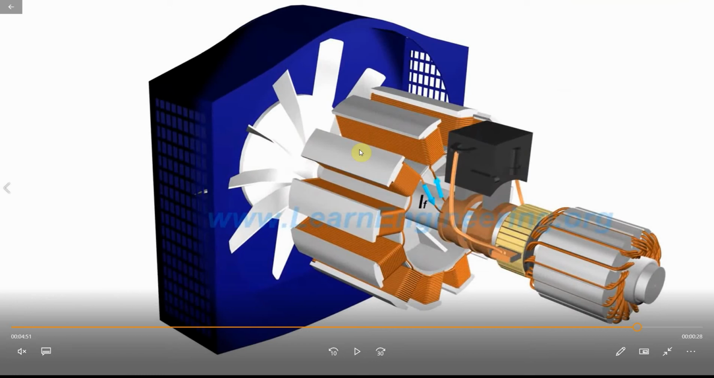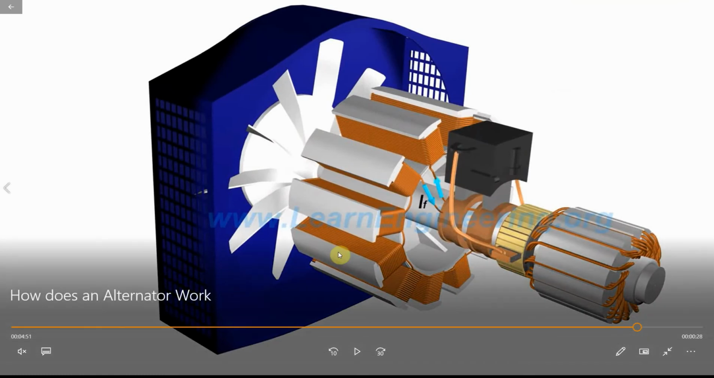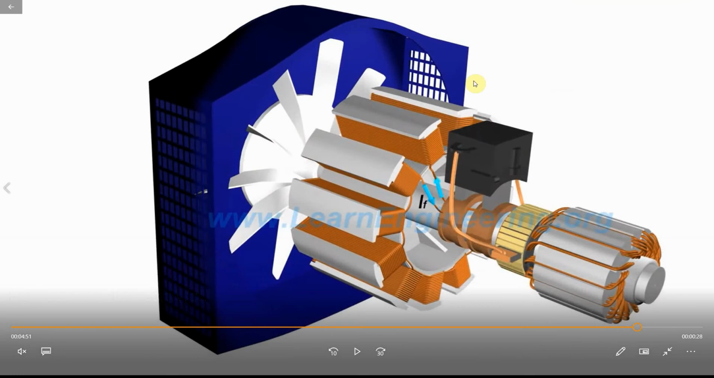Now, how can we increase the generation? The EMF is induced by the pole cutting the coils of the stator. Simply, if the number of stator coils is increased, then the generation will increase. So how will the number of stator coils increase? It requires more slots. If the number of slots is higher, we can wind more coils on the slots, so more EMF can be generated.